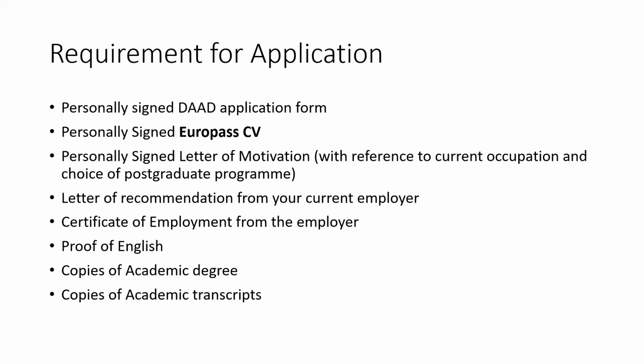So everything has to be tailored in this letter of motivation. If you write a very good letter of motivation, the person reading it should be able to understand who you are, your interest, and why you're applying for this scholarship. Also, while writing this letter, you need to make reference to your current occupation and your choice of postgraduate program. You need to tell them how your current occupation is related to your postgraduate program, because normally there should be a link.